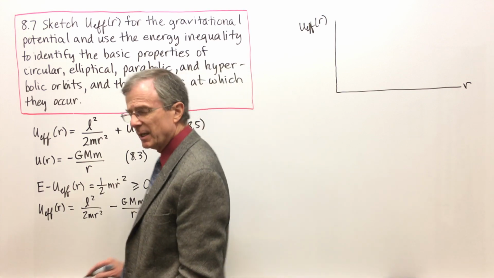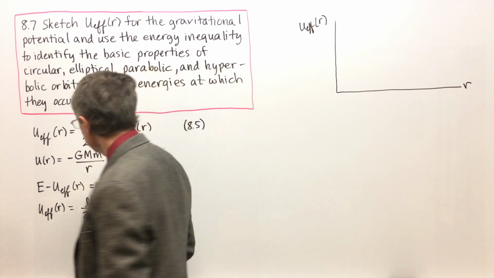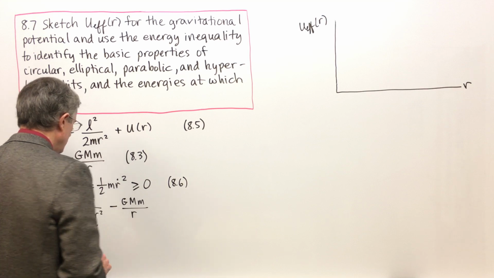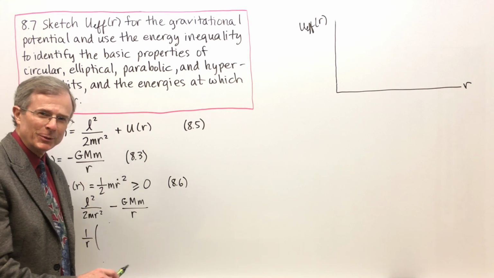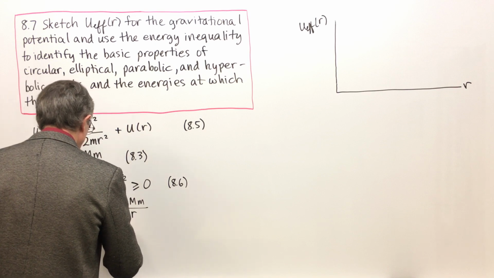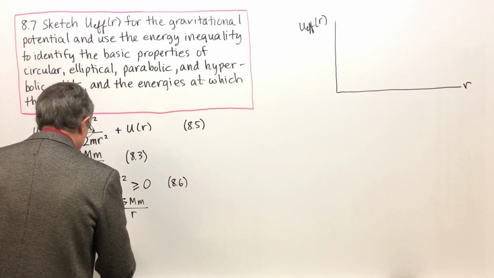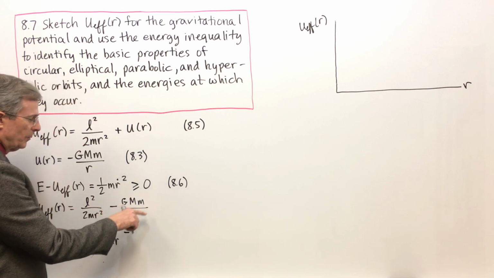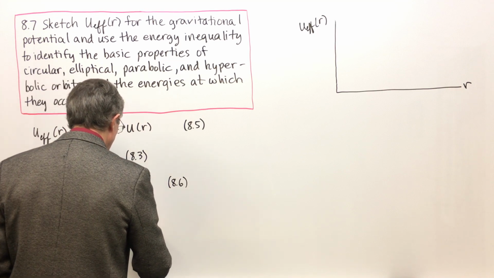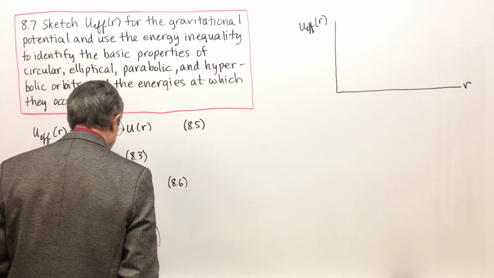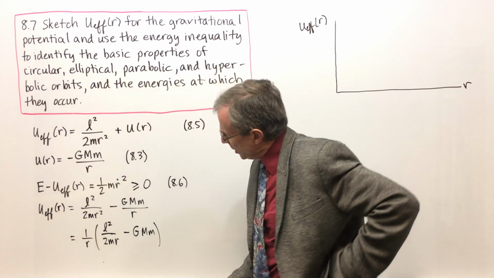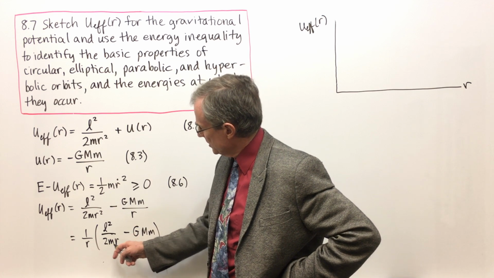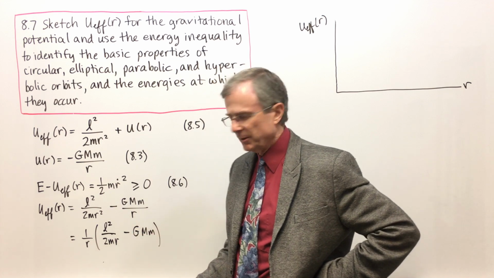I'm going to factor out a 1 over r, that will help us determine what this thing is going to look like. So I'm factoring out a 1 over r from both terms. This term will give me L squared over 2mr. And this term, when I factor out the 1 over r, will just give me GMm. So now it's easier to compare what's going to happen in the various limits of r going to 0 and r going to infinity.